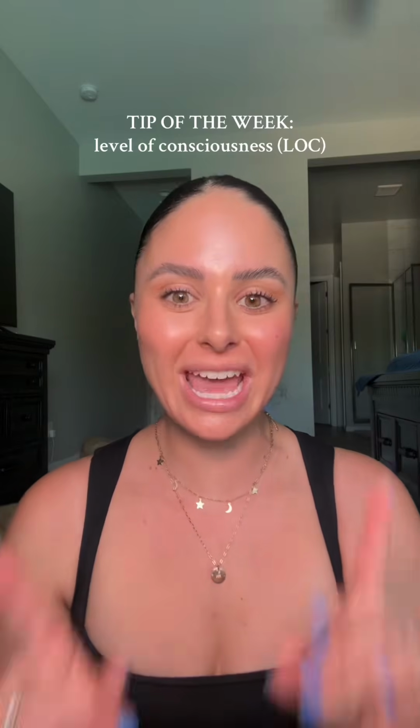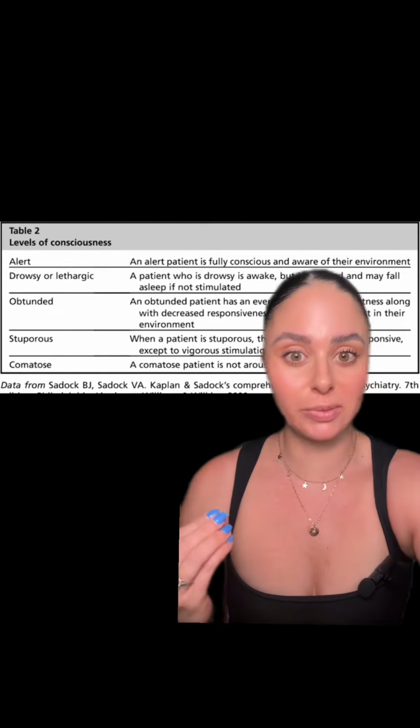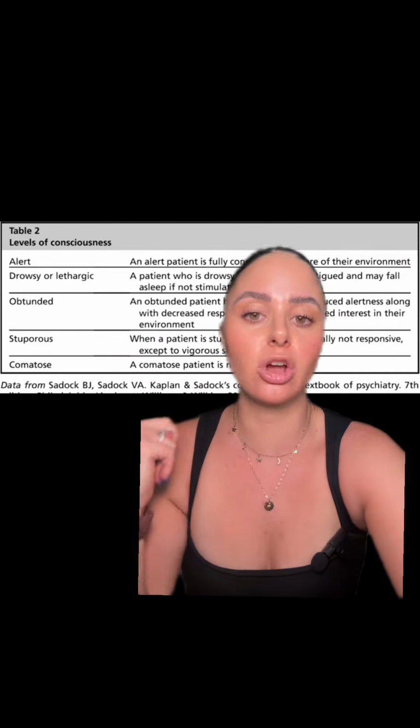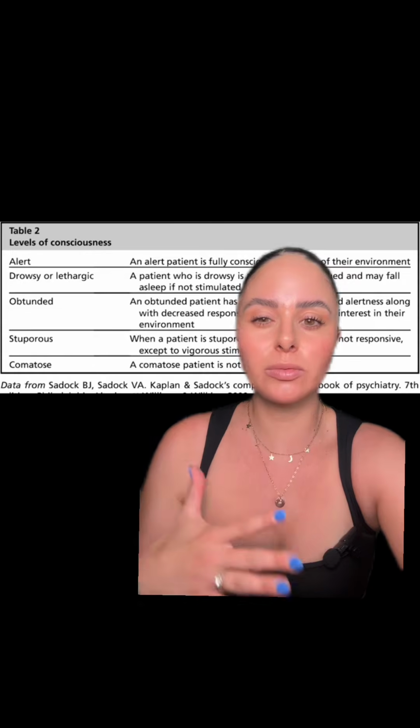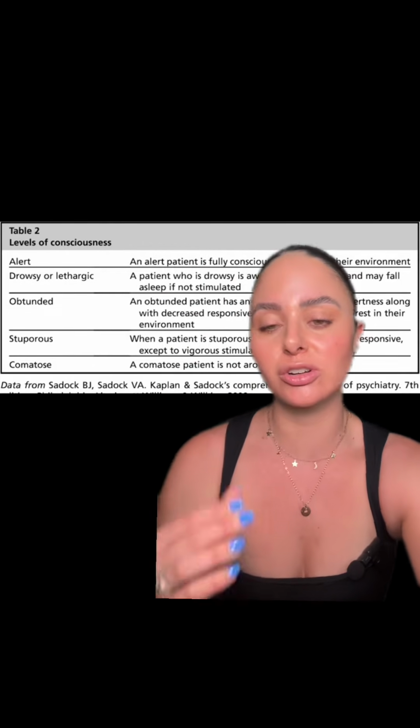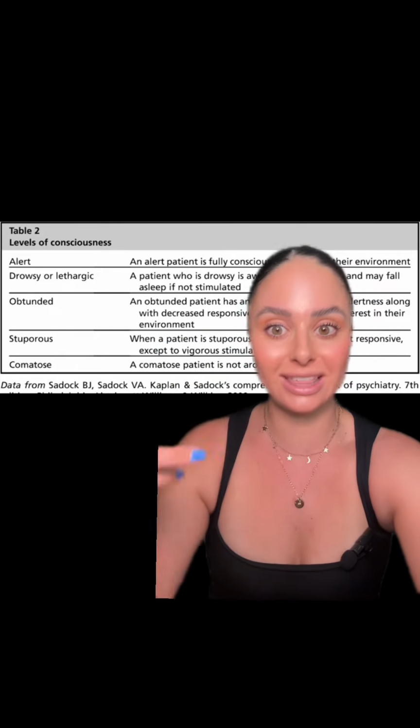Time for our nursing tip of the week. And in this week's tip, we are talking about level of consciousness. Defining level of consciousness can be a little bit confusing, especially with these bottom three here: obtunded, stuporous, and comatose. So I thought we could talk about what all of these are, as well as some things that I see as an ICU nurse to differentiate between these bottom three.